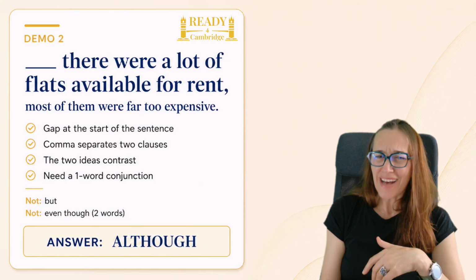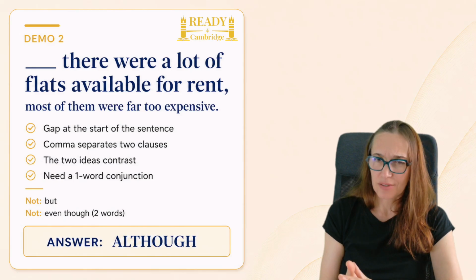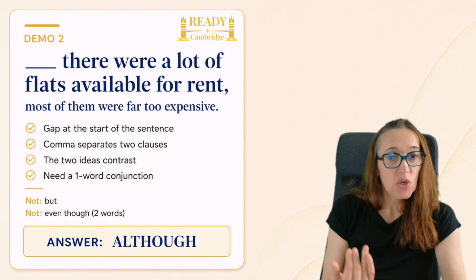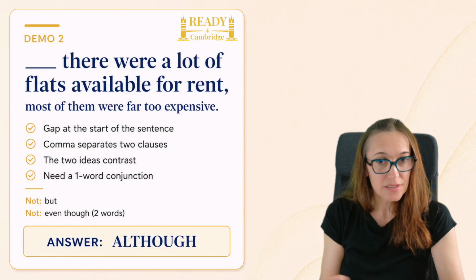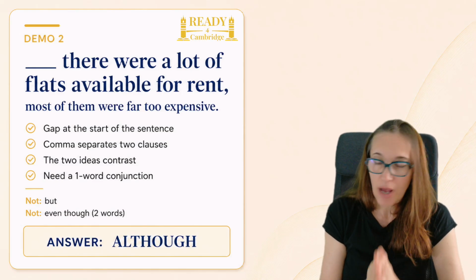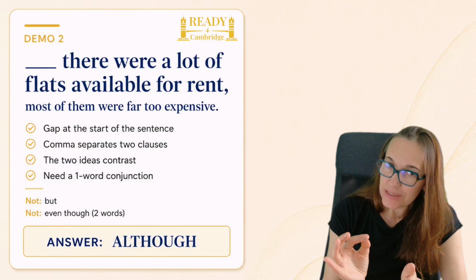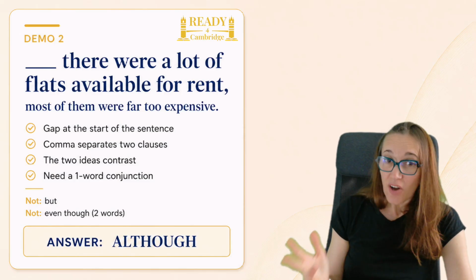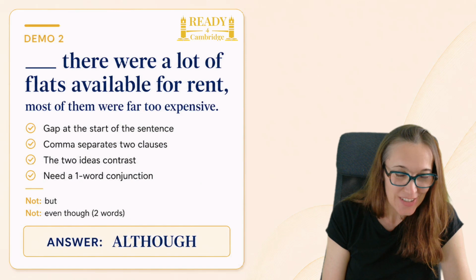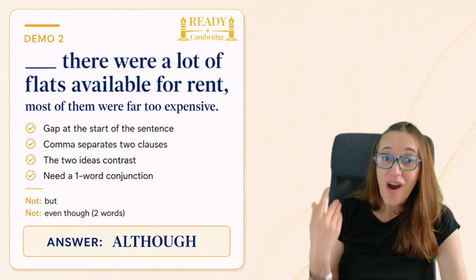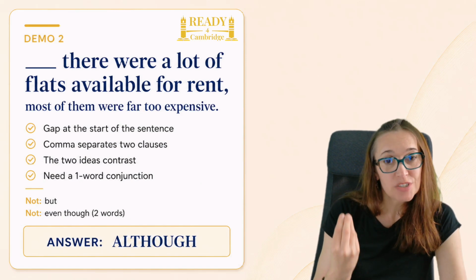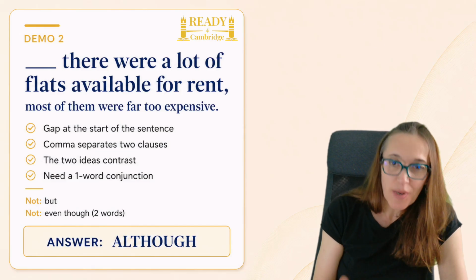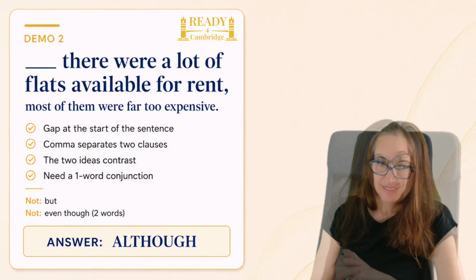Now, why do students get this wrong? Because they think of but first, which shows they understood the contrast, but they forget the grammar rule. But doesn't start a clause like this. The 3R method saves you here because in step 2, you ask yourself what type of word fits. And that question leads you straight to the right one.